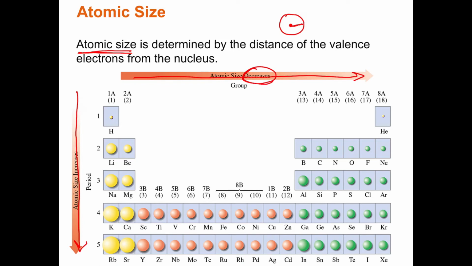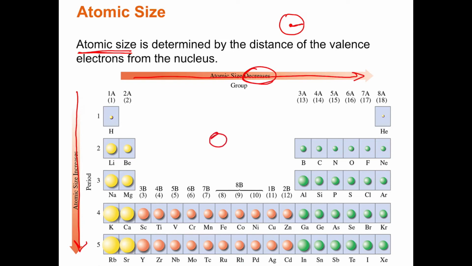The reason is that as we go to the right, you're correct, we're adding more protons and more neutrons. Those are all going in the nucleus, and they aren't really changing the size of the atom all that much because they're going in the middle. What really determines the size of our atom is our electrons. And as we go to the right, we're not adding more energy levels. We're adding more electrons to the same energy level.